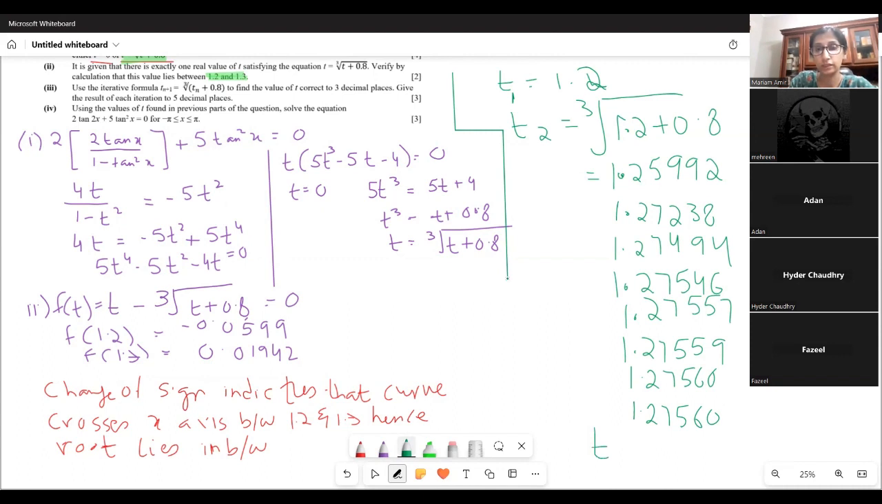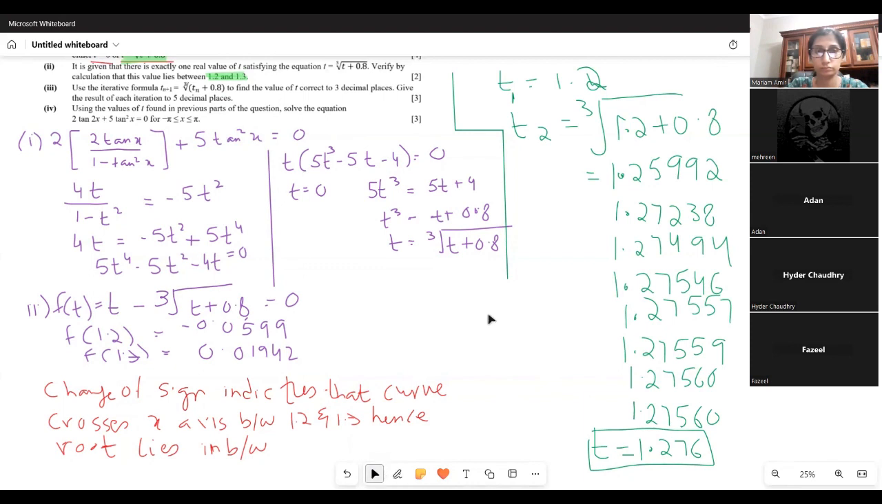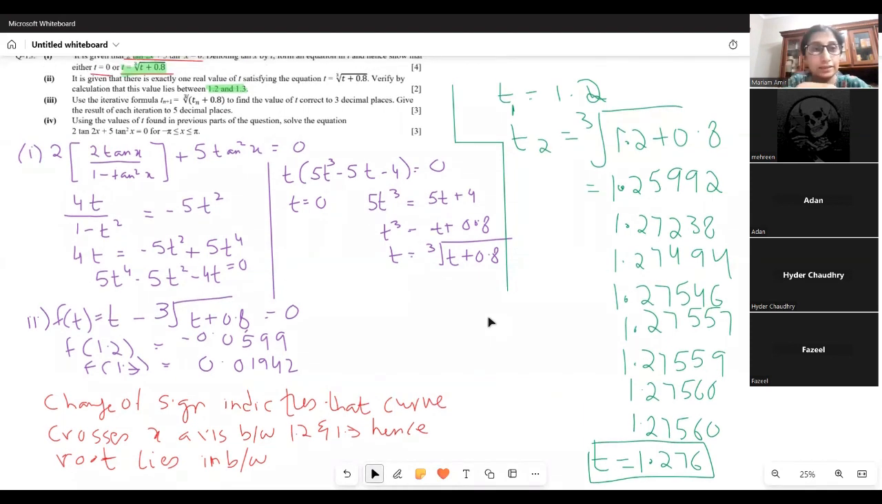So t equals 1.276. Let me check the answer. Yes, it's correct. Part 4. Using the values of t found in the previous part, solve this equation for minus pi to pi.